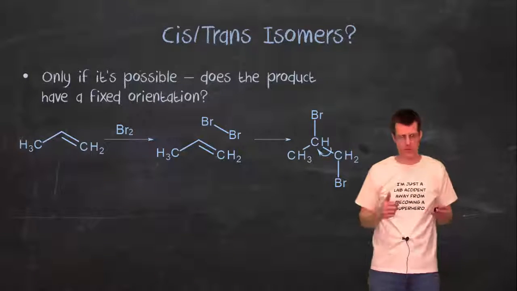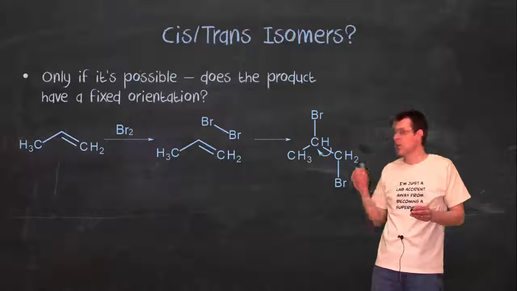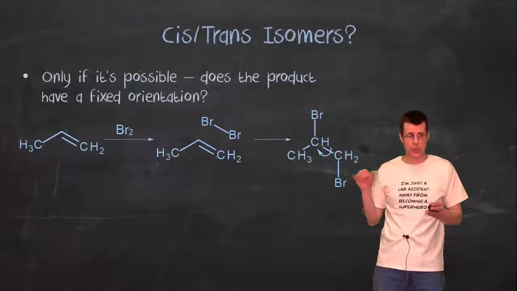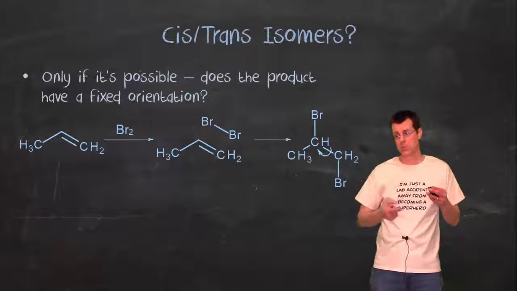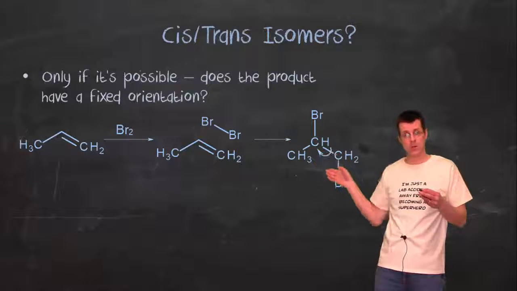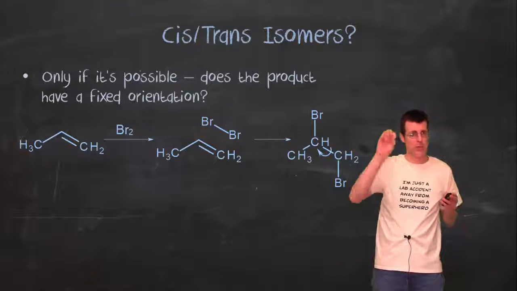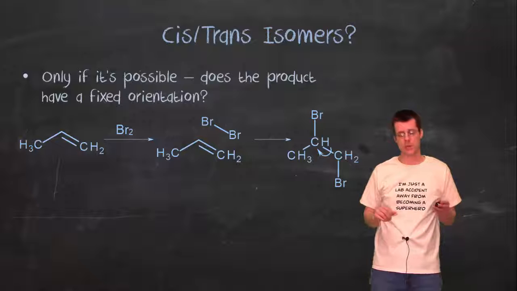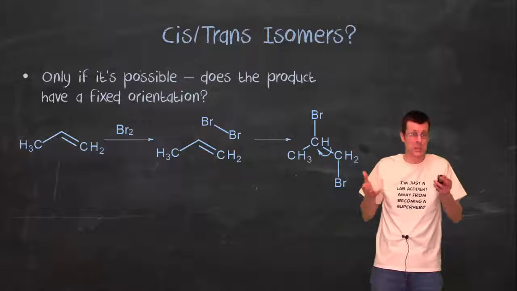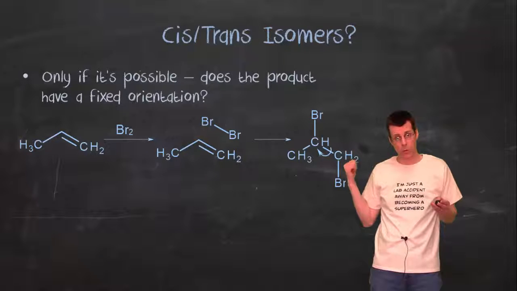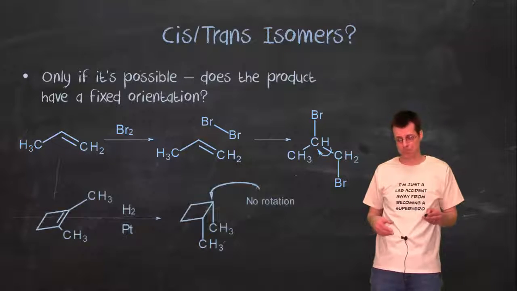So if I take a look at this, I add bromine across the double bond, and I end up with a carbon-carbon single bond in between those two. Well, that carbon-carbon single bond can rotate. So I might draw this example as if it were trans, bromine on one side, bromine on the other side, but that's more just for convenience so that it doesn't look messy and crowded. There's no isomers there at all because of free rotation around the bond.